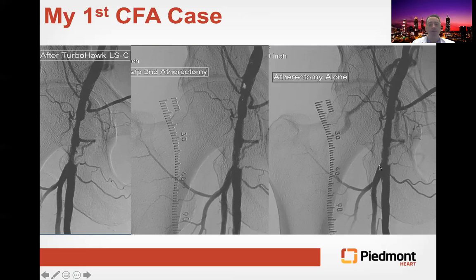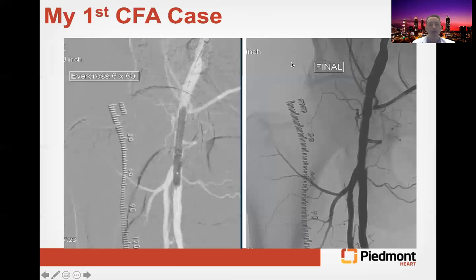This was a very nice response with just atherectomy alone. And then after balloon angioplasty of common femoral using a 6 by 60 millimeter balloon, which was a little bit on the undersizing in retrospect, but now, again, this is my first case, did quite well with this common femoral intervention. In fact, the patient did have complete relief of his leg pain.